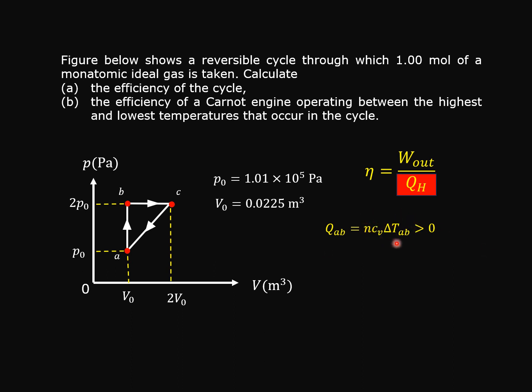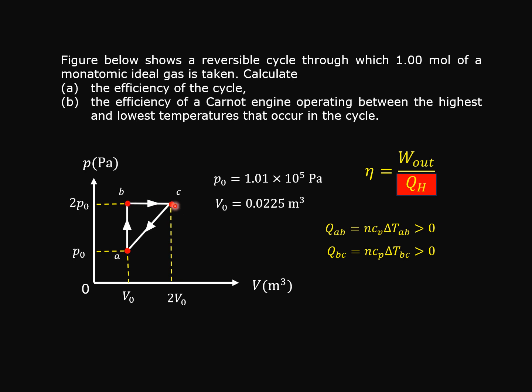That means everything on the right hand side is positive. QAB should be larger than 0. So that means in this process, heat will flow to the gas. The gas will absorb the heat.